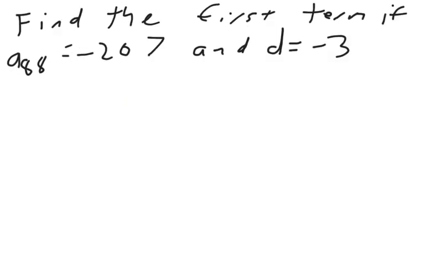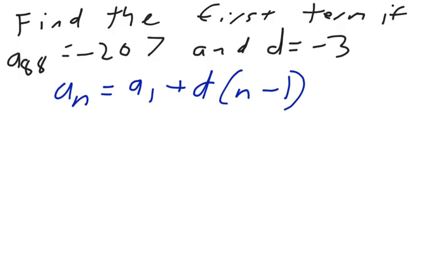Our last problem for this go around is to find the first term if a sub 88 equals negative 207 and d equals negative 3. Now we can use that same formula, but let's make sure that we have all of our information. So a sub n here is going to be negative 207. A sub 1 is the first term, so that's what we're looking for. d is negative 3.